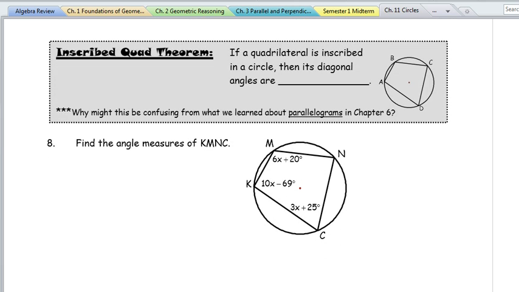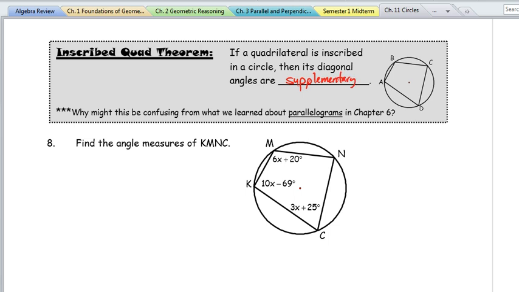Okay. One last thing. Inscribed quad theorem. Inscribed means the quadrilateral is touching the edge of the circle in 4 different spots. So it fits inside. It doesn't have to be a square or rectangle. It could be any sort of quadrilateral. And if a quadrilateral is inscribed in a circle, then its opposite angles are supplementary. It's been a while since we've done that.